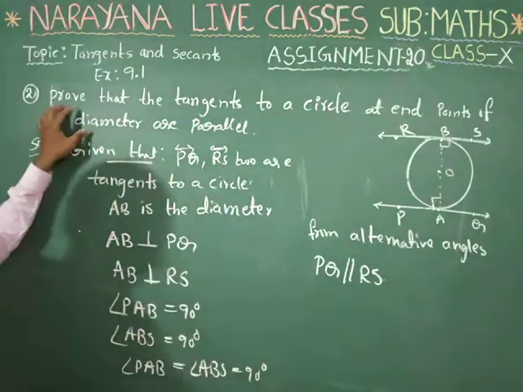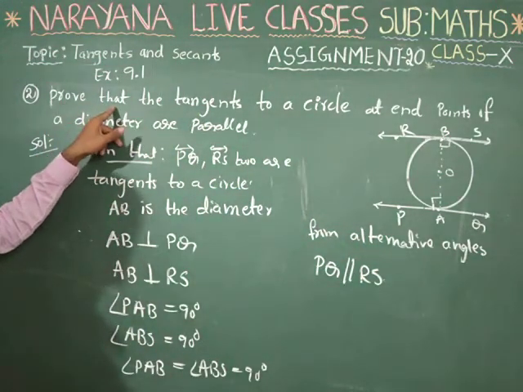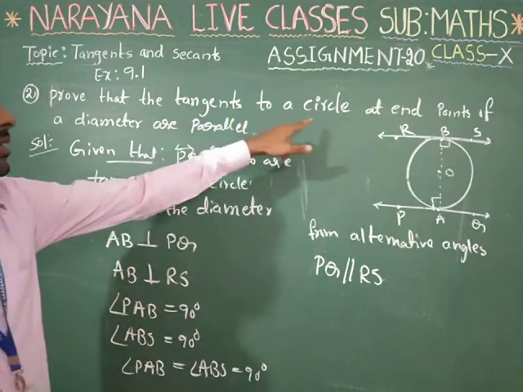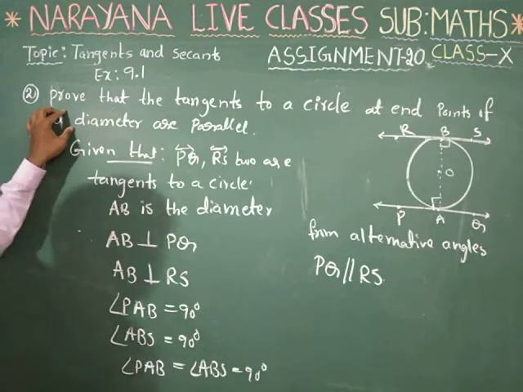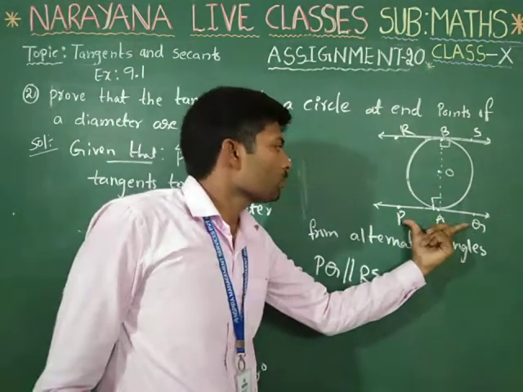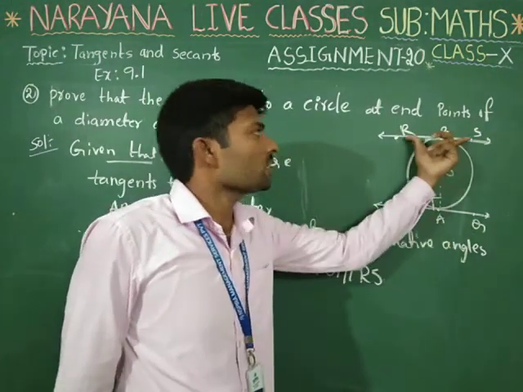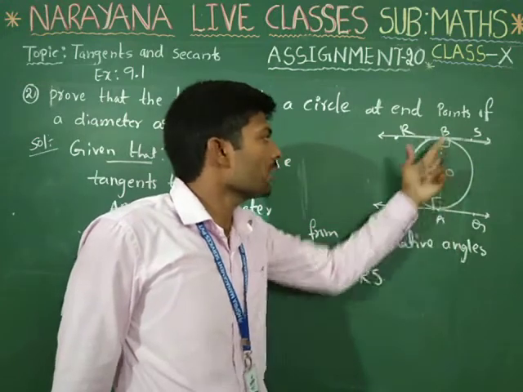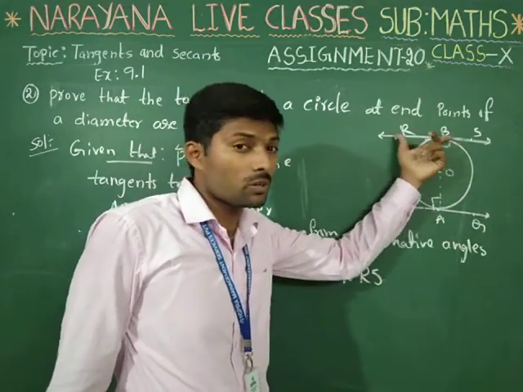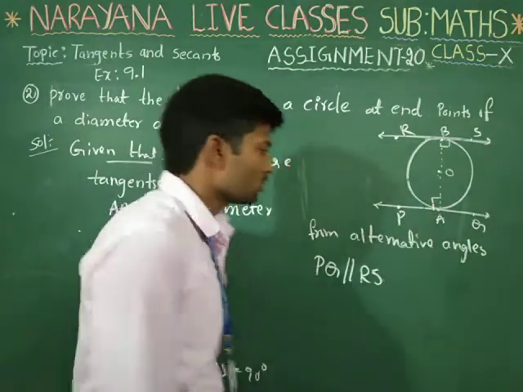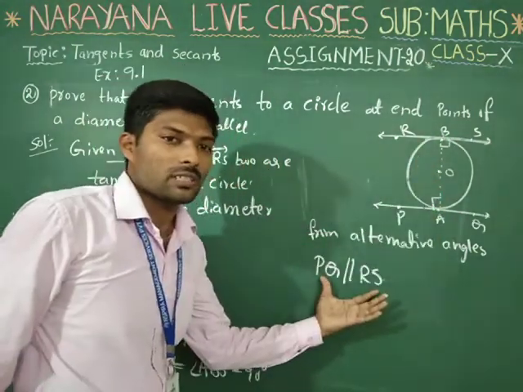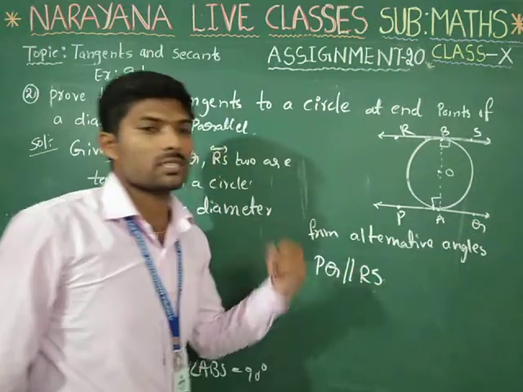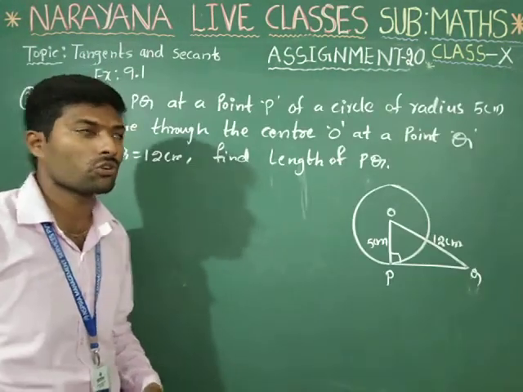And one more thing, what is given? The given statement is: prove that the tangents to a circle at the end points of a diameter are parallel. That is, these two lines, tangent PQ and tangent RS, pass through the end points of a diameter. So from the concept, these two tangents are parallel to each other. That is PQ is parallel to RS. Let us move on to the next question.